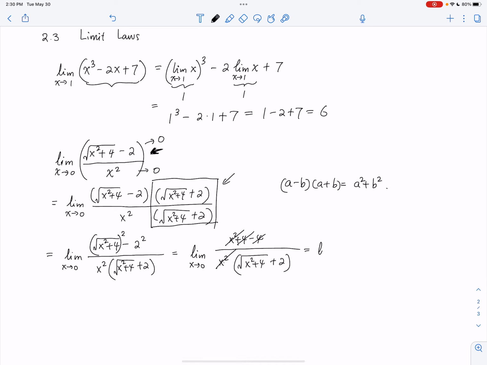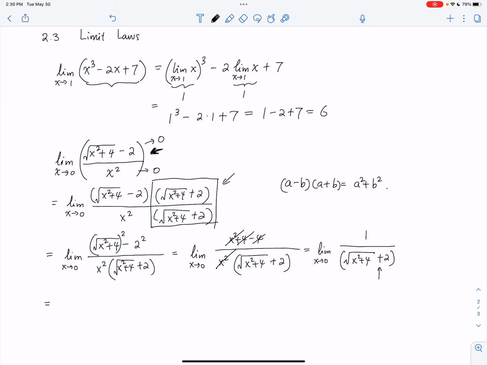So what you get is a limit of 1 over square root of x squared plus 4, plus 2. Now you have a plus sign in the middle, right? This is a plus. So you don't have this 2 minus 2 thing, which gives you 0. Here you have 2 plus 2, right?